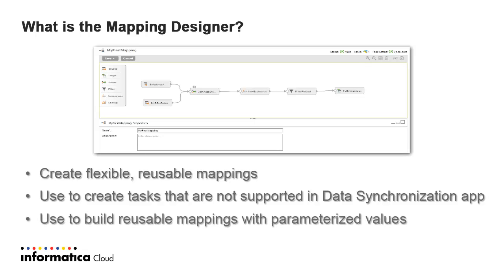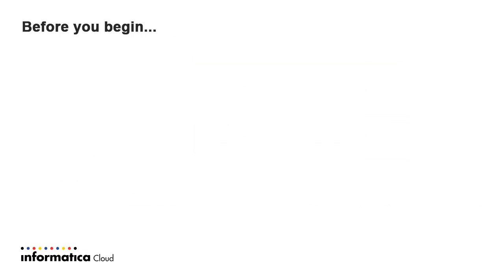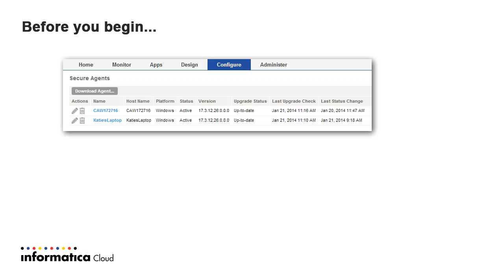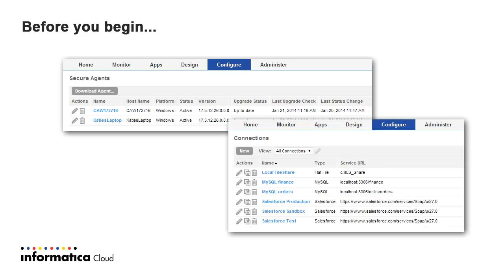The Mapping Designer can also be used by a developer to build reusable mappings that include parameterized values, allowing business users to quickly create tasks for repeatable processes. Before you begin using the Mapping Designer, you must have a secure agent installed and at least 2 connections created, one source and one target.